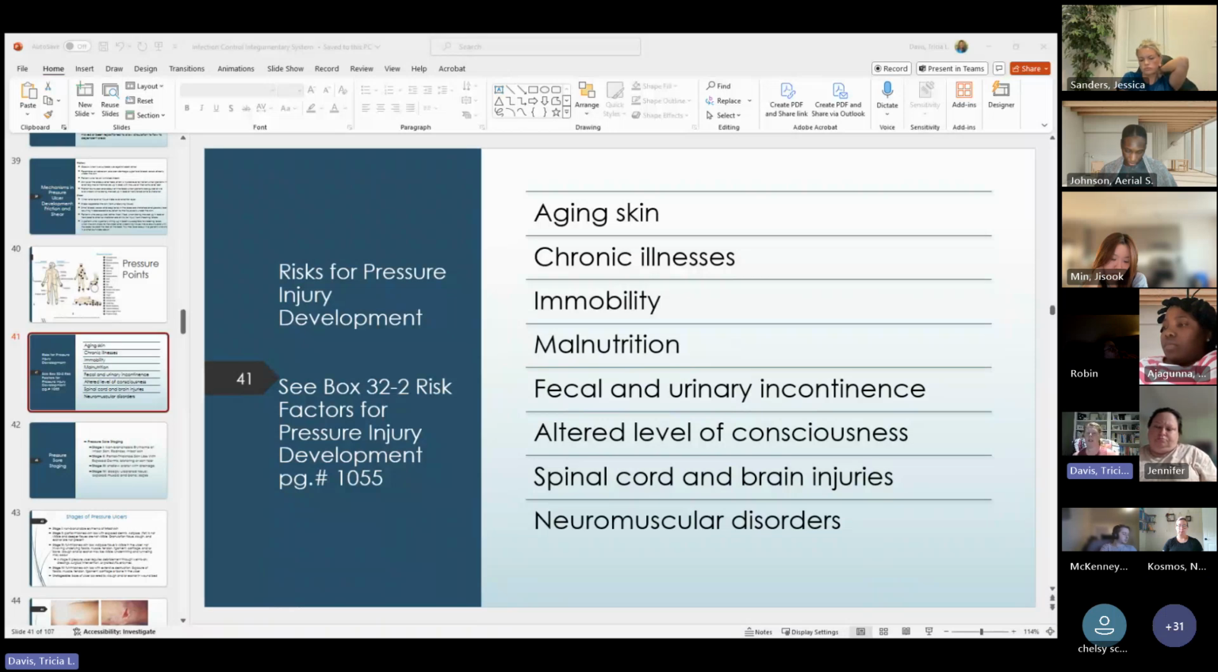Any patient that has an altered level of consciousness and is not alert and oriented is not going to be able to move themselves or recognize the need to be moved, because they're not really with it. So you have to be mindful with these patients. Patients that have had spinal cord and brain injuries, who might be paraplegic or paralyzed from the neck down or the waist down, also won't have good control of their body to reposition themselves. And then patients who have neuromuscular disorders as well, like Parkinson's, ALS, things like that.